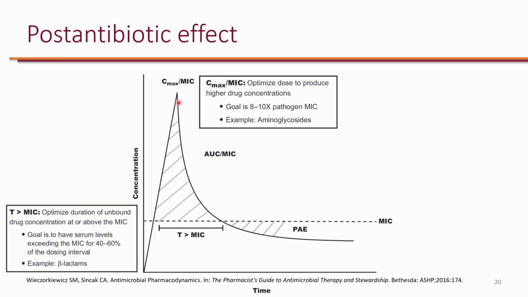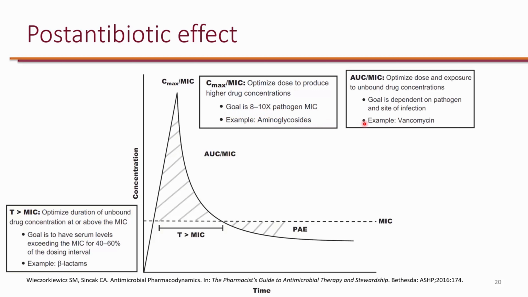Now, the ratio of peak to MIC is used for concentration-dependent antibiotics such as aminoglycosides. So our goal is to have a peak to MIC of 8 to 10 times the MIC. So if the MIC happens to be 1, we want the peak to be 8 to 10, so 10, for example. Whereas if the MIC happens to be 2, then you want the peak to be 20. So 10 times 2 would be 20.